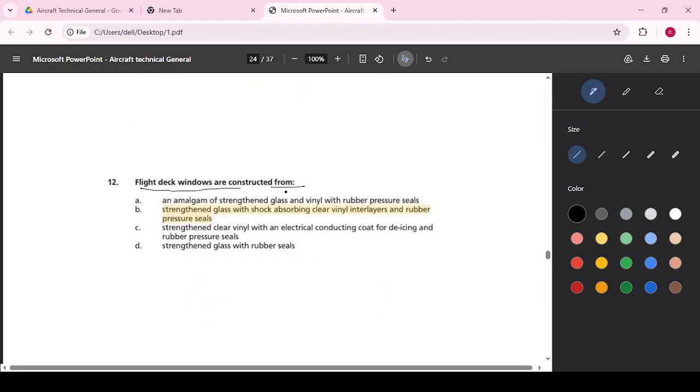So, the flight deck windows are constructed from an amalgam of strengthened glass and vinyl with rubber pressure seals. The flight deck windows are made up of strengthened glass with shock absorbing clear vinyl interlayers and rubber pressure seals. This is correct. Strengthened clear vinyl with an electrical conducting coat for de-icing and rubber pressure seals? No. Strengthened glass with rubber seals? No. So the answer is B.